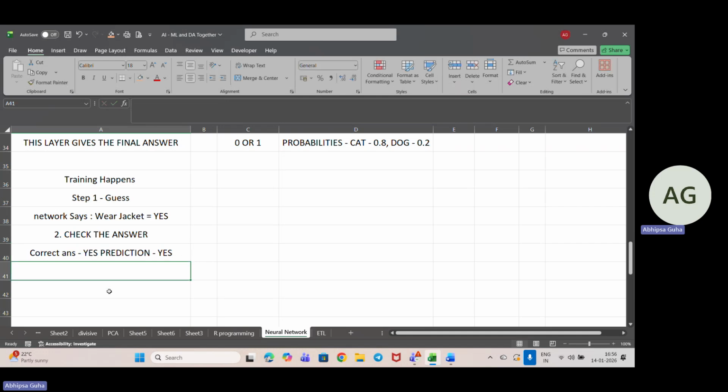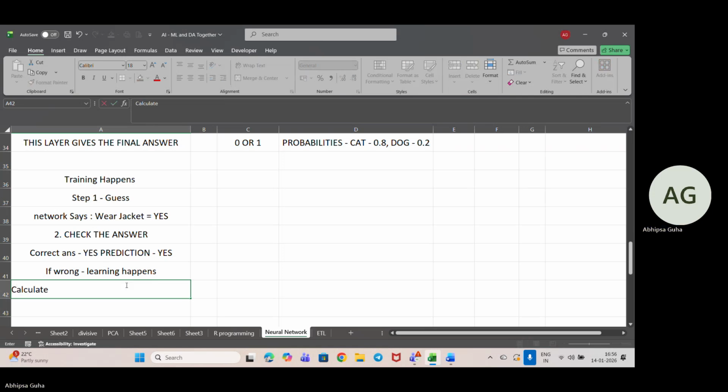Now, if it is wrong, in that case, what happens? We have to make the learning happen. So then the learning happens. How does the learning happen? We calculate the error.